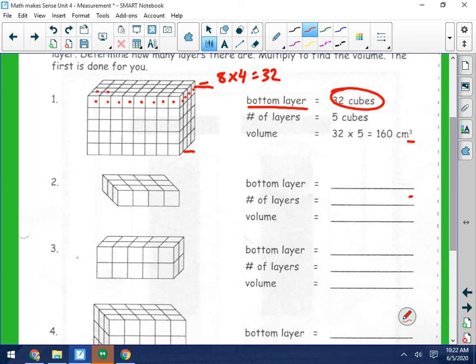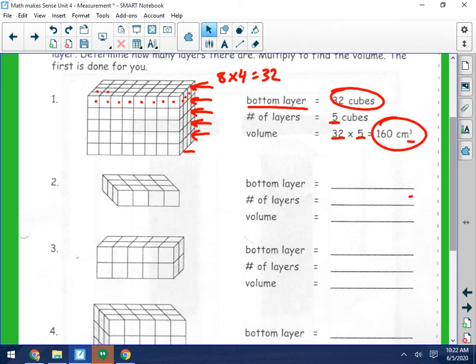Now, how many layers are there? Well, there's 1, 2, 3, 4, 5 layers. Okay, number of layers is 5. So then 32 times 5, you may have to use a calculator, 160 cubic centimeters. So following those steps, work on those pages for the challenge on finding out the volume of different prisms.